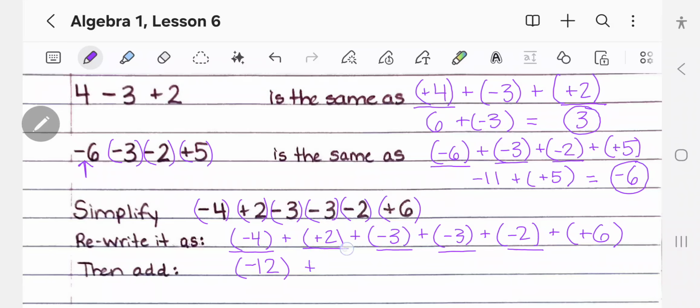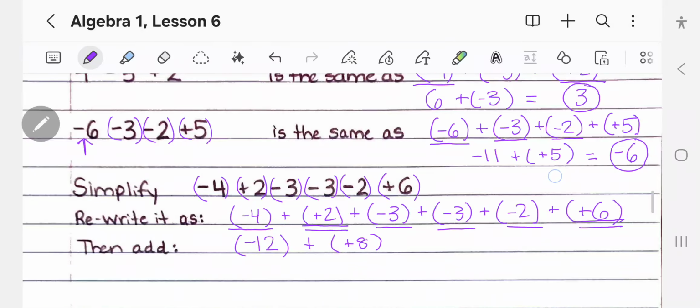Plus, let's go in and get all of our positives. We just have these two. A positive 2 and a positive 6 would give me a positive 8. And then I take these numbers, and since they are different signs, I'm going to subtract their absolute values. So 12 minus 8 is 4.